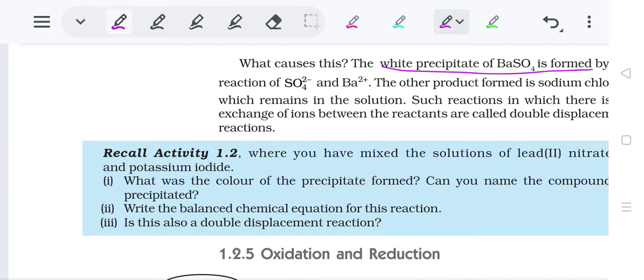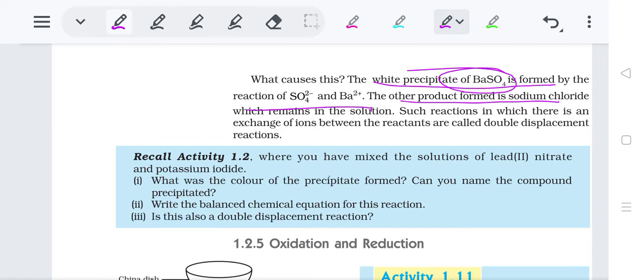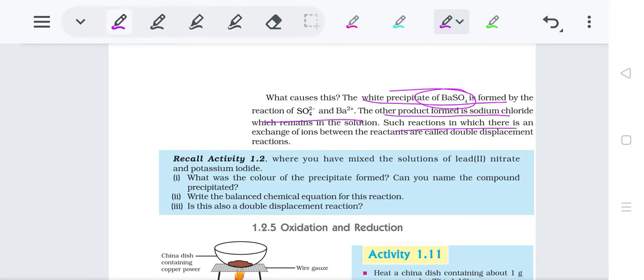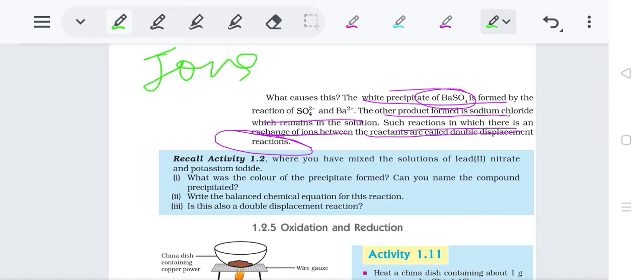So a white precipitate of BaSO4 is formed by the reaction, and sodium chloride remains in the solution. Such reactions in which there is an exchange of ions between the reactants are called double displacement reactions. Double displacement means ions are getting exchanged.